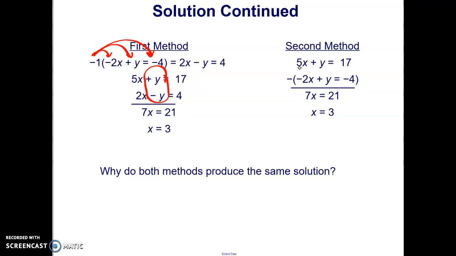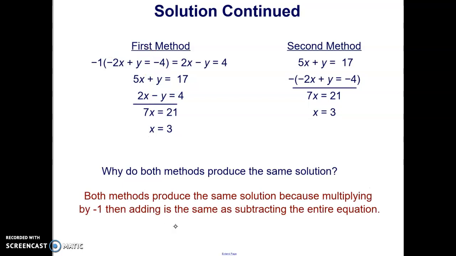The second method says, okay, just subtract all of them across. So I look at 5 minus negative 2. Minus a negative is like adding, so that becomes 7. Y minus y cancels that term out. 17 minus negative 4 gives me 21. And you see, whichever way you prefer to look at it, you end up with the same answer.